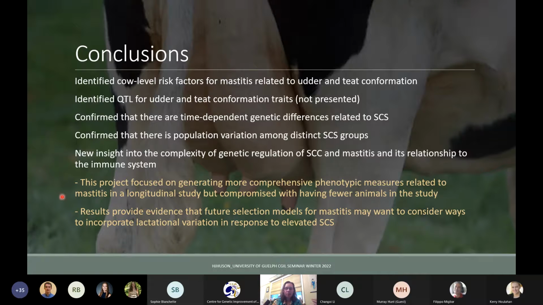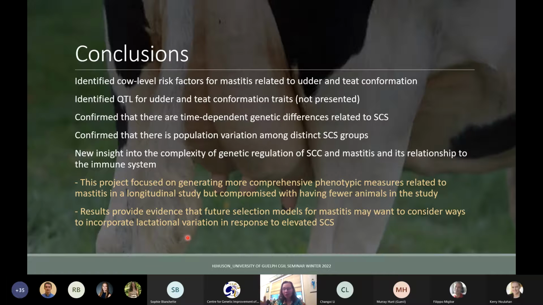I think some of the key points when I talk about research approach and methodology: one of the big things was that our project on mastitis focused on generating more comprehensive data that was longitudinal data, and it focused on biological time points. Our drawback was we didn't have a ton of numbers. We had just over 500 cows, so that was a limitation of our research. But it does give us some evidence that we might think about incorporating in how we do future selection models, whether we want to incorporate udder and teat conformation traits or thinking about time relationship to somatic cell count.